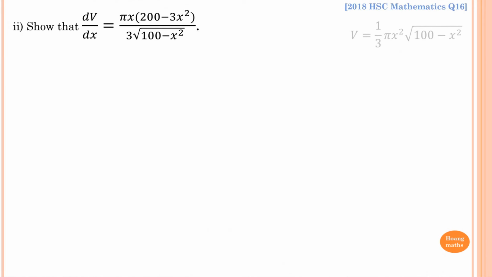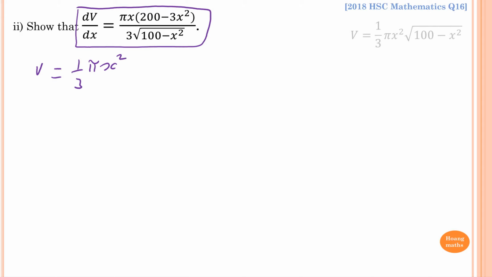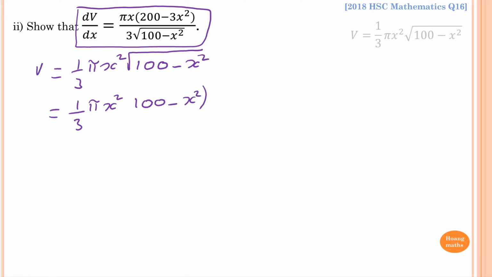Part 2. Show that dV/dx is equal to this. So from part 1, we know that the volume is equal to 1/3 pi x squared times the square root of 100 minus x squared. First of all, we write in index form first. So equal 1/3 pi x squared times 100 minus x squared, all to the power of a half. To differentiate this, we use the product rule. So we first differentiate the first function.